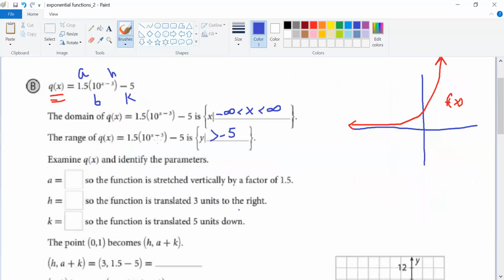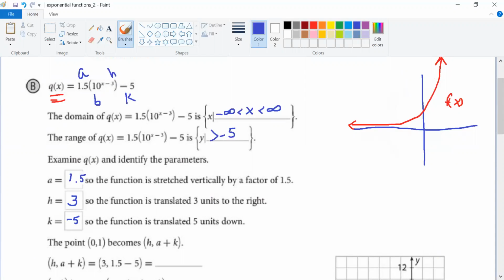All right, now the a value, which we saw up top, is 1.5, because it's stretched vertically by a factor of 1.5. The h value is 3. It shifted 3 units to the right. And our k value is negative 5, because it shifts it down.